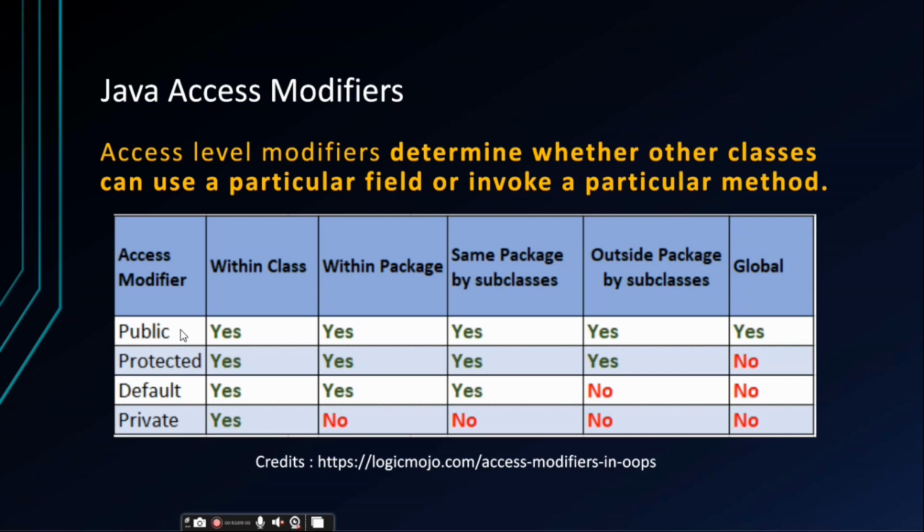Here we're going to discuss an overview of the accessibility of these modifiers. A public modifier is accessible everywhere, that is within the class, within the package, within the same package by subclass, and also outside the package by subclass, and globally, that is within the whole Java universe. Protected is accessible everywhere, except that it is not accessible globally, that is, it is accessible within the class, within the package.